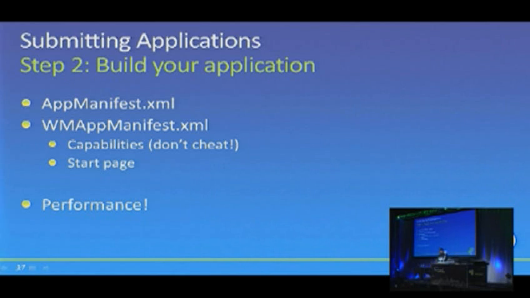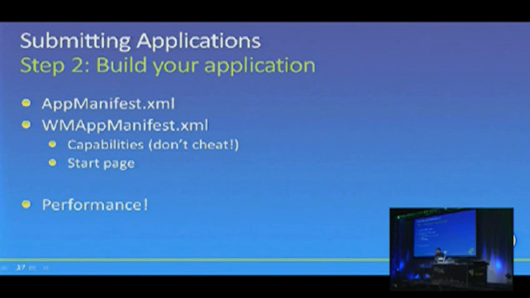Okay. So there's some core XML files that define your app and what it does. There's the app manifest, which basically is just what is my app, what version is it, what is its name. Then there's the Windows Mobile or WM app manifest. One of the important things in there is the capabilities of your app. What is it going to do? Is it going to access the file system? Is it going to use GPS? Is it going to be able to make phone calls? Because you can pop a dialer up. And you cannot and should not cheat on those things.